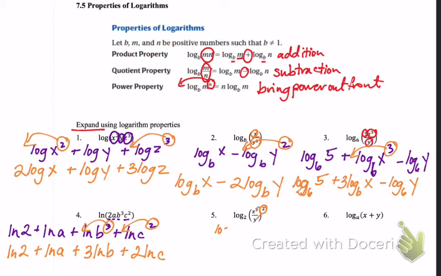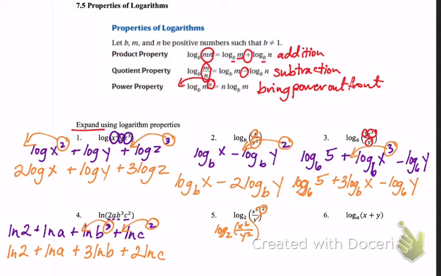So I'm going to rewrite this as log base 2 of x to the 6th power over y squared. So what I did is I distributed that square to top and to bottom. And now I'm going to split it up.